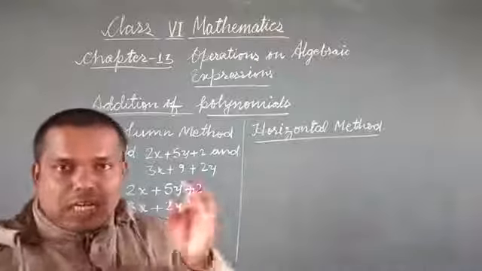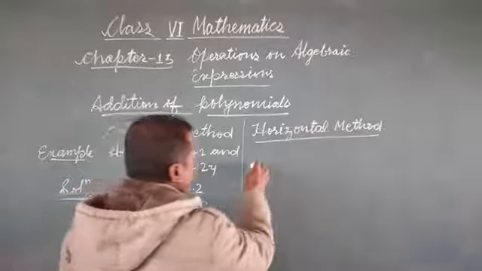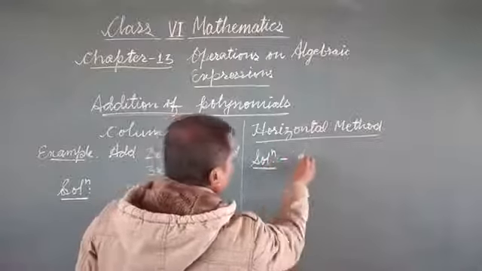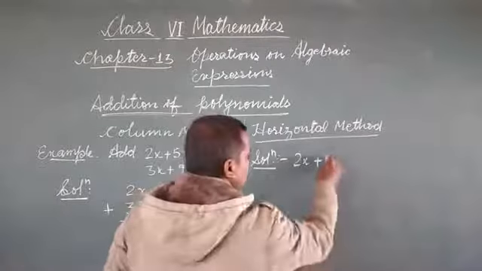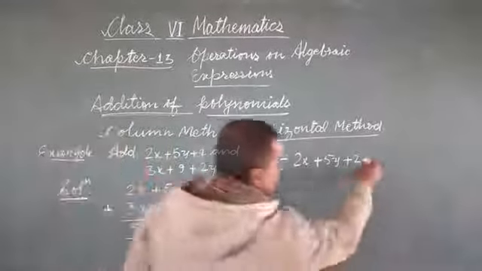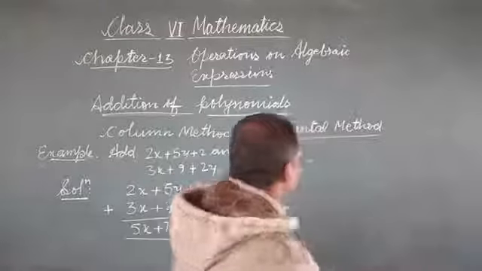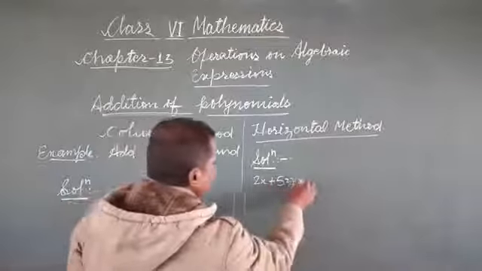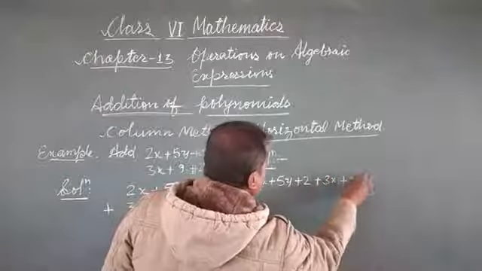In horizontal method, we write the expression in a single line or single row. So we will write the solution here. 2x plus 5y plus 2, then plus 3x plus 9 plus 2y. I am writing it here because it will not be visible to you.